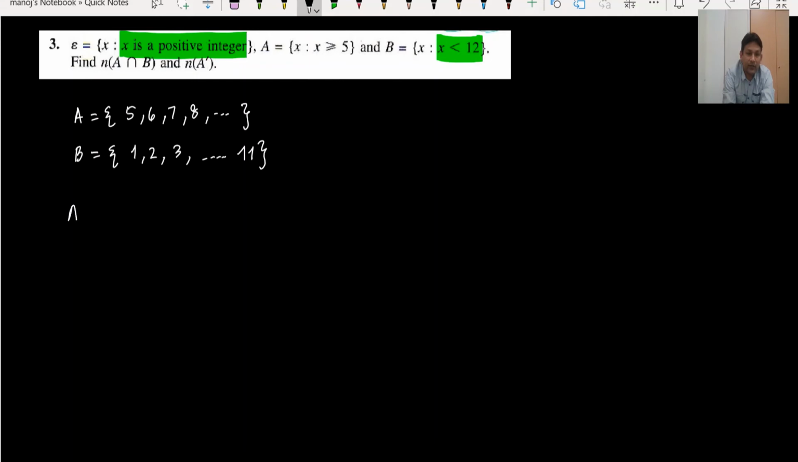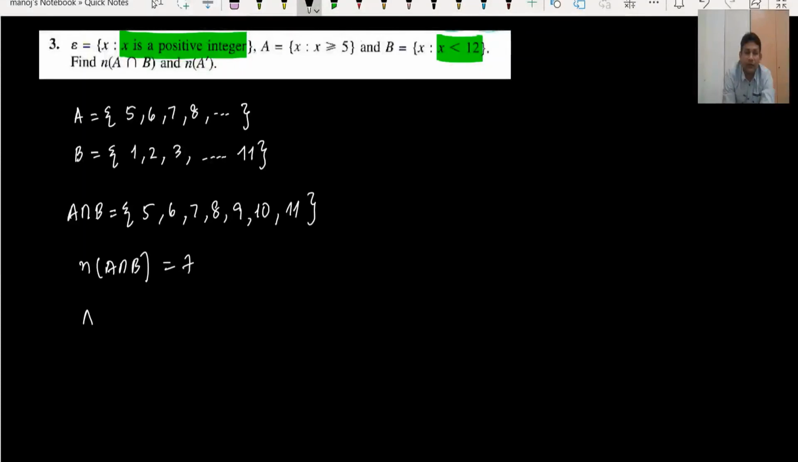Okay, first we need to find A intersection B. What is common in both? The limit for B is till 11, so the common elements are 5, 6, 7, 8, 9, 10, and 11. So the number of elements will be 1, 2, 3, 4, 5, 6, 7, and that's 7, we have done.